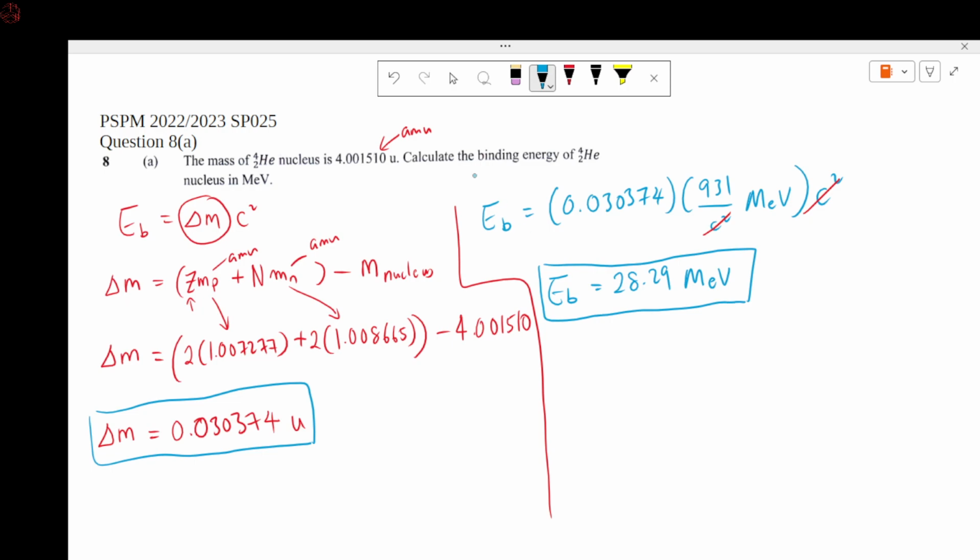So what did we learn here? For questions that ask for binding energy, you might want to consider calculating the mass defect first. Once you have calculated the mass defect, you substitute it into the calculations for the binding energy. Now, there are 2 approaches for this particular question.